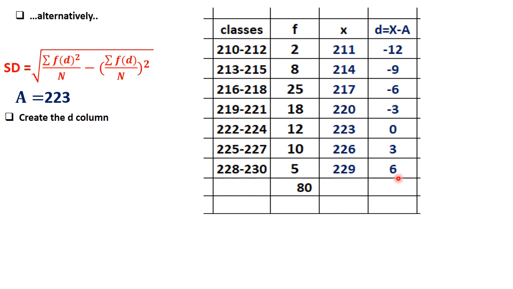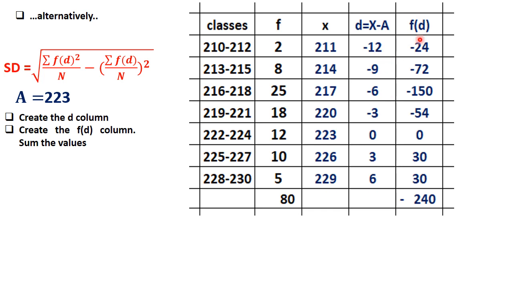So that's easy. The next column we need to add is f of d. Sorry for that. We need to have an f of d, and there it is. The f of d is just the d's times the f's. 2 times negative 12, which is negative 24. 8 times negative 9, which is negative 72. 25 times negative 6, which is that one there. 5 times 6 is 30. All right. The next column.